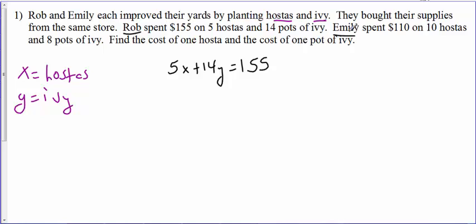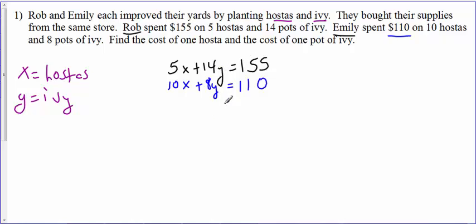Now, let's look at what Emily did. She had 10 hostas and 8 pots of ivy for a total of $110. We have taken the given information and we have written a system of equations. We have how many items of each thing equal to a total amount of money that was spent.